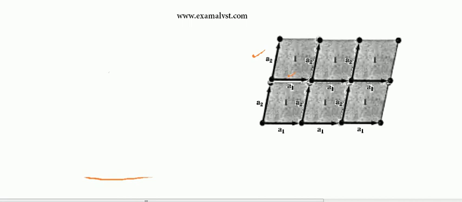Consider any point. So this is a point. Now go A2 up. If I move A2 up like this, I get another point here, and if I go A1 towards the right, I get a point here. So these are the basic vectors, the vectors of the primitive cell. This is A2 and this is A1. Agreed.